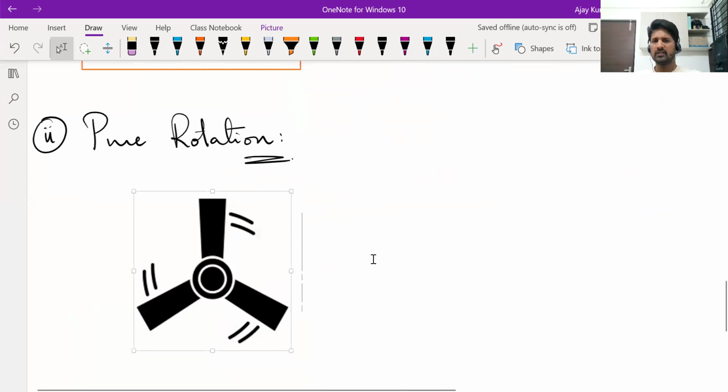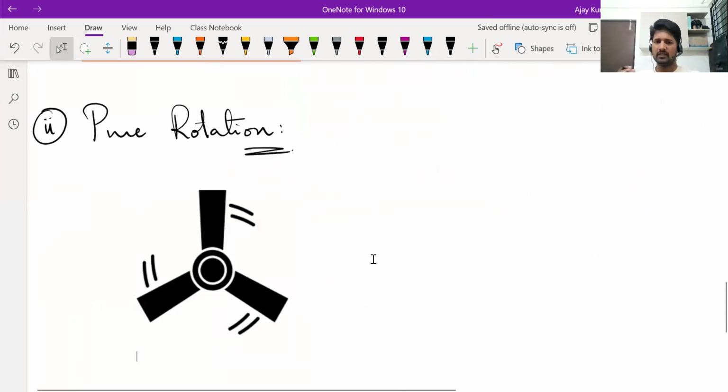Now, suppose you are looking at the fan from below. This is a ceiling fan, obviously. You can imagine a straight line, or that rod of the fan will be there, by which it is suspended. That rod is basically a straight line passing through the center of the fan. That rod is called the axis of rotation.